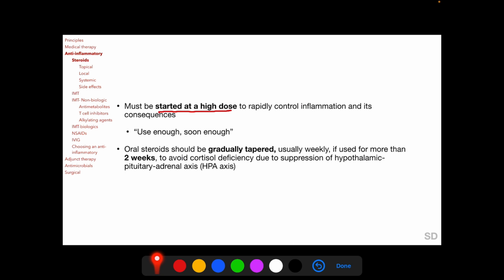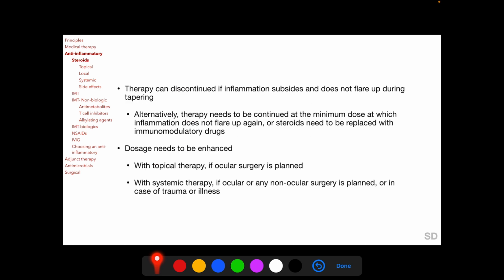And if oral steroids are used for more than 2 weeks at a stretch for control of the inflammation, the oral steroids should not be stopped suddenly but should be gradually tapered, and the tapering is usually weekly to avoid cortisol deficiency due to suppression of the hypothalamic pituitary adrenal axis. Therapy can be discontinued if inflammation subsides and does not flare up during tapering.